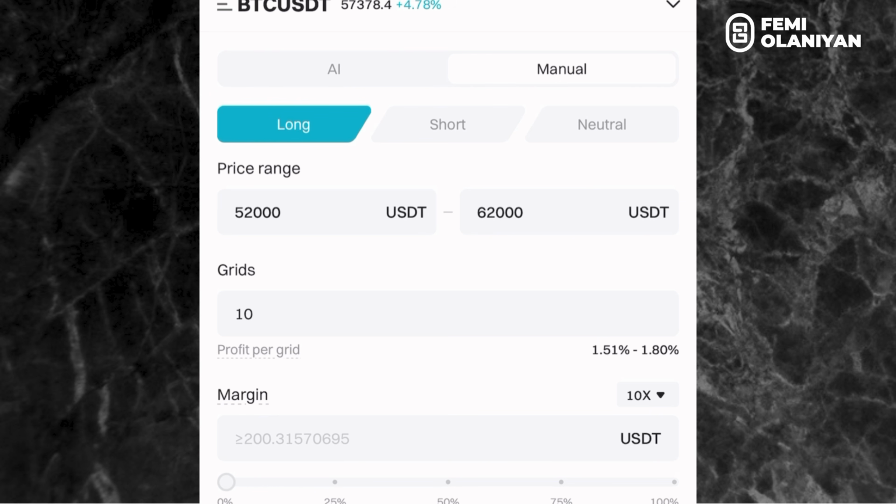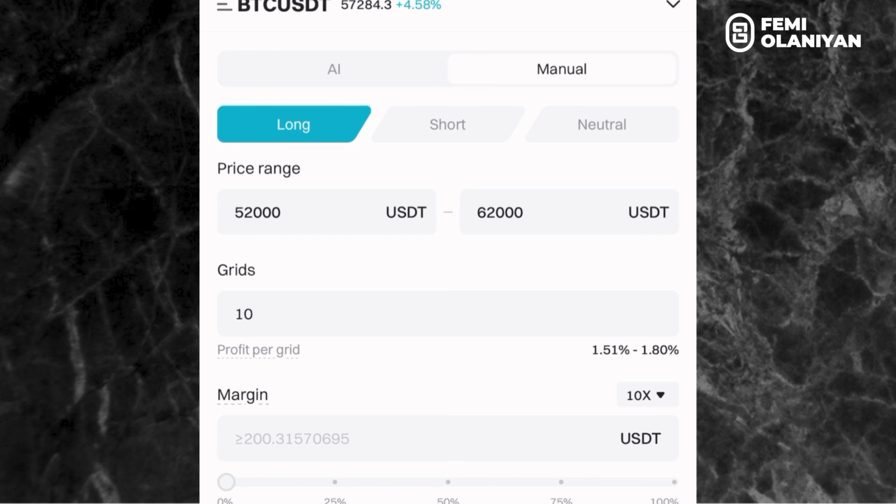And also another thing you need to take note of is this thing called profit per grid. You can see 1.51% to 1.80% per grid. Now see, I'm using 10 grids right here. This means that this trading bot can take 10 trades for me at a time, so the maximum number of trades I can have is 10 at a time. So let's say, for example, it takes 10 trades for me today and everything enters profit. That means that for every trade, I'll be making between 1.5% to 1.8%. But let's just assume 1.5%. So if one trade is making 1.5% profit, 10 trades will be making 15% profit.